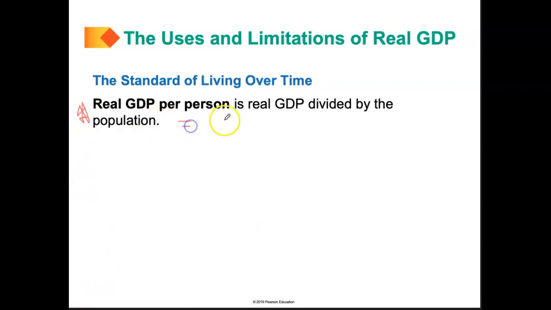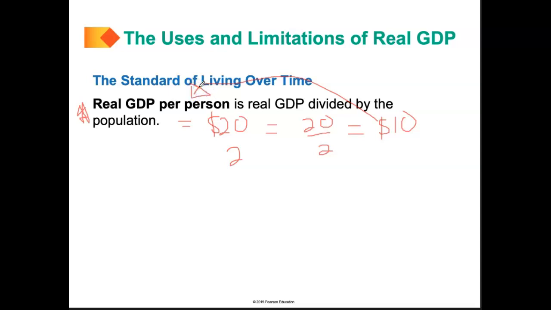Suppose a country has real GDP of 20, and suppose this country has only 2 people in it. Real GDP per person is 20 divided by 2, so the real GDP per person is $10. That's how we find real GDP per person.